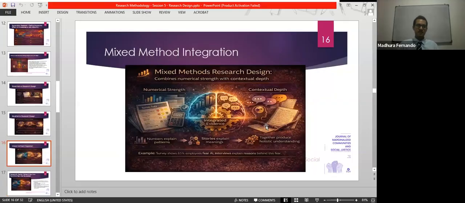Then mixed method integration. Now you can combine these two, the numerical strength and the contextual depth. When you combine these two, you can validate each method, right? Mutual validation. So numbers explain the patterns and stories explain the meanings. Now you can use the patterns explained by the numbers to explain the stories, and you can see how the meanings are aligning with the numbers. You can see that in the mixed method, right?